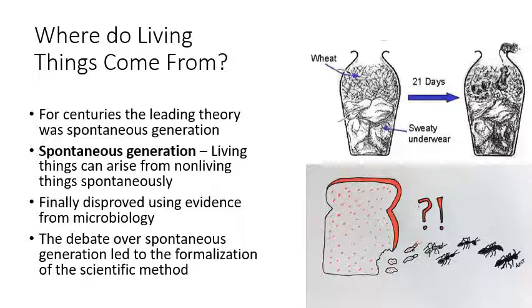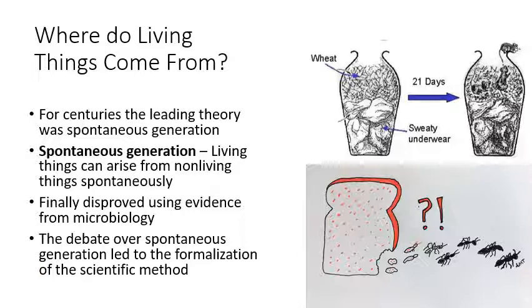So people actually thought that bugs would come from food that was left out. So if you had meat that went bad and maggots were on it, people thought that the maggots came from the meat. And this is like a recipe for growing mice. So in this recipe, you take sweaty underwear and stuff it in a jar with wheat, and you wait 21 days, and then you get mice. So the idea would be that the wheat and the underwear spontaneously generated these mice. Of course, this is not true, but at the time they didn't know.